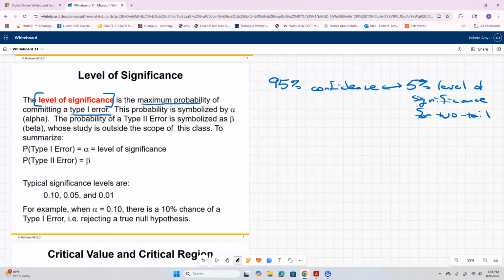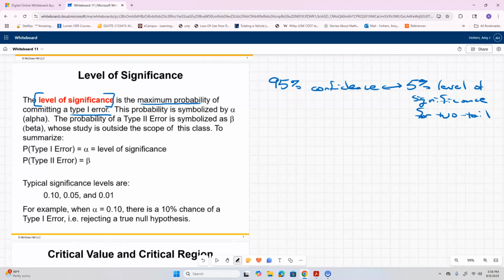Now, when you do the one-tail test, then you're taking all of that and putting it to one side, and so that changes. It doesn't match up with the confidence interval. I'll show you when we get to the table. It'll make more sense if I do it that way. But the 95% confidence interval directly matches with a 5% significance level for a two-tail hypothesis test.